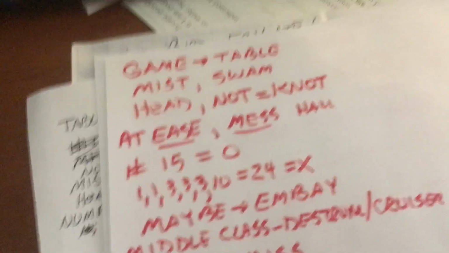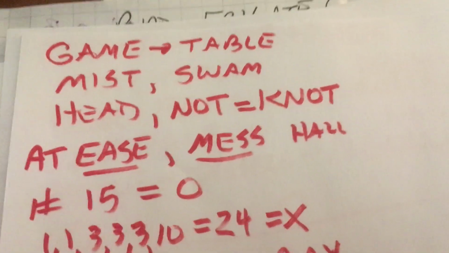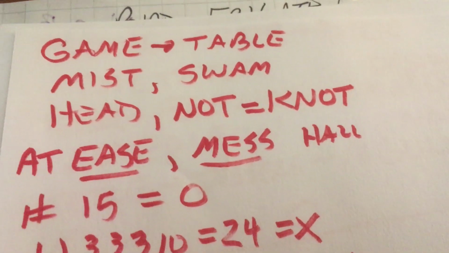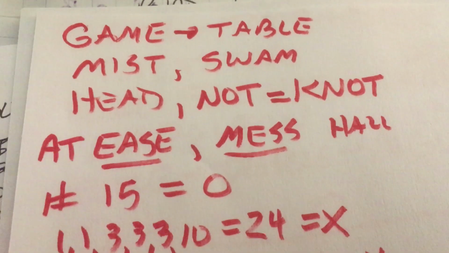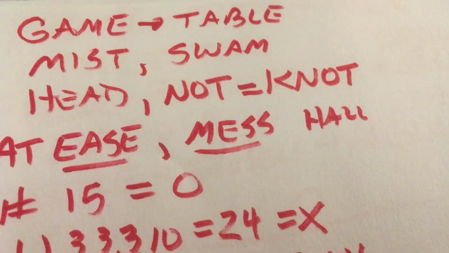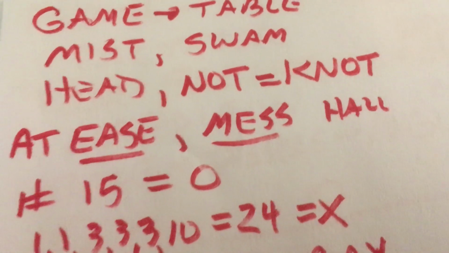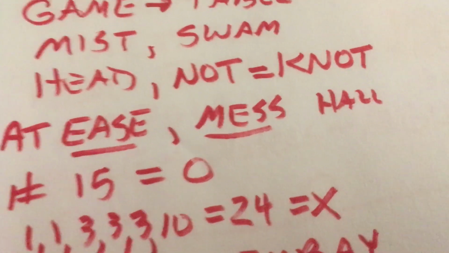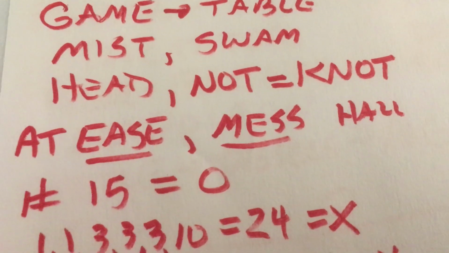Okay, in looking for a game, we have the word table, like a table game. We have a lot of interesting terms, all related. Mist and swam relate to water. Head is the toilet on a ship. Knot can be K-N-O-T, speed of a ship. At ease, military expression. Mess, mess hall, again, military.